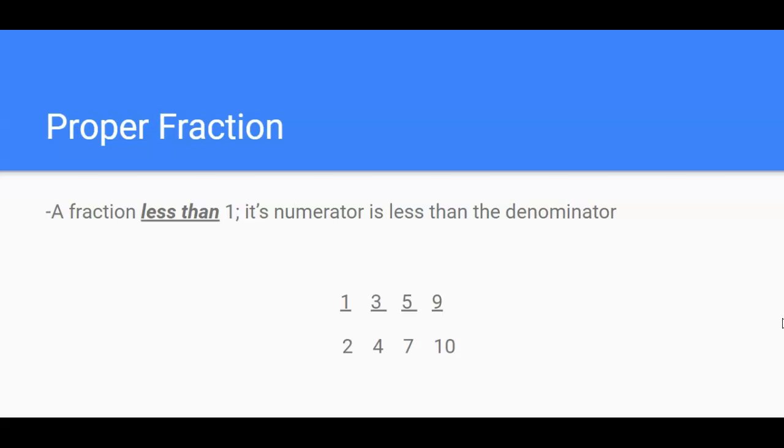Then we have proper fraction. A proper fraction is a fraction less than 1. So in that very first slide where it said fraction and it was 6/5, that is not a proper fraction because that's more than 1. That's why we call that an improper fraction. So a proper fraction is a fraction less than 1, so its numerator is less than the denominator. So there's some examples: 1/2, 3/4, 5/7, and 9/10.